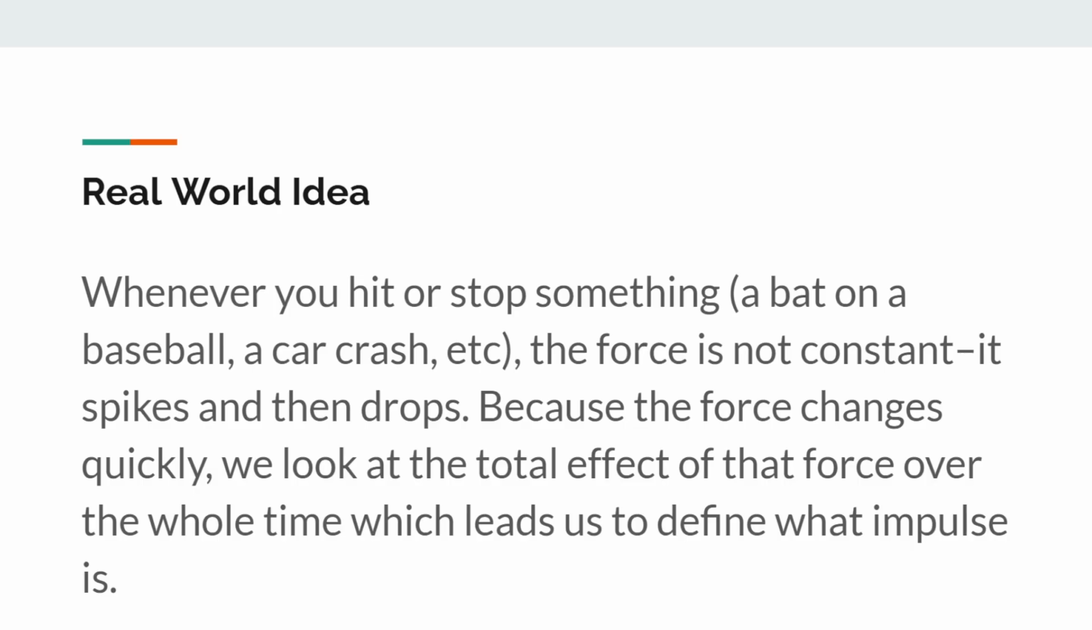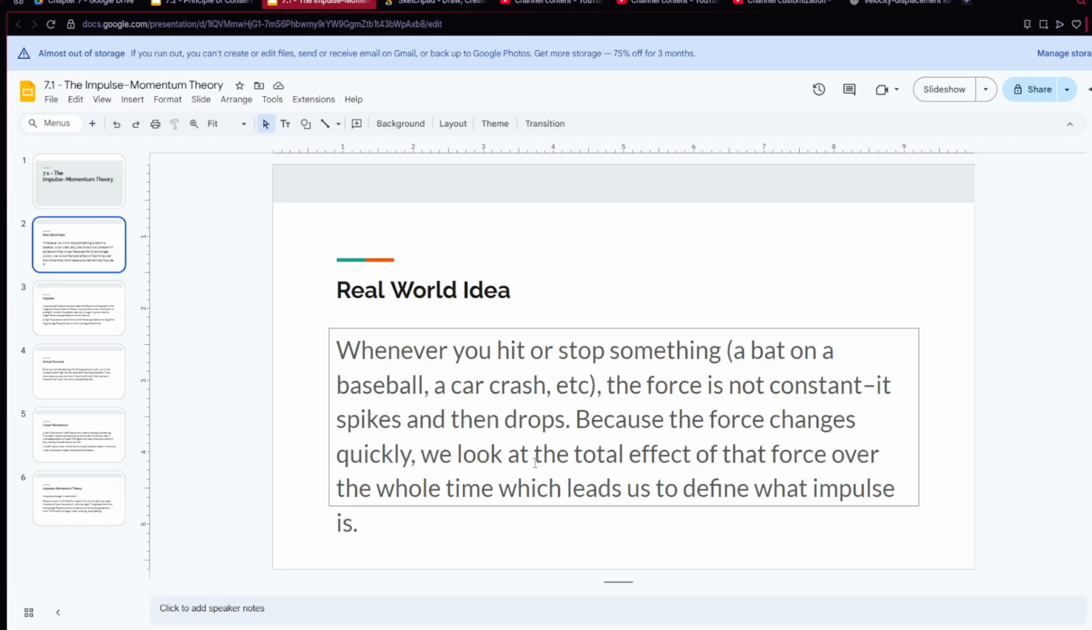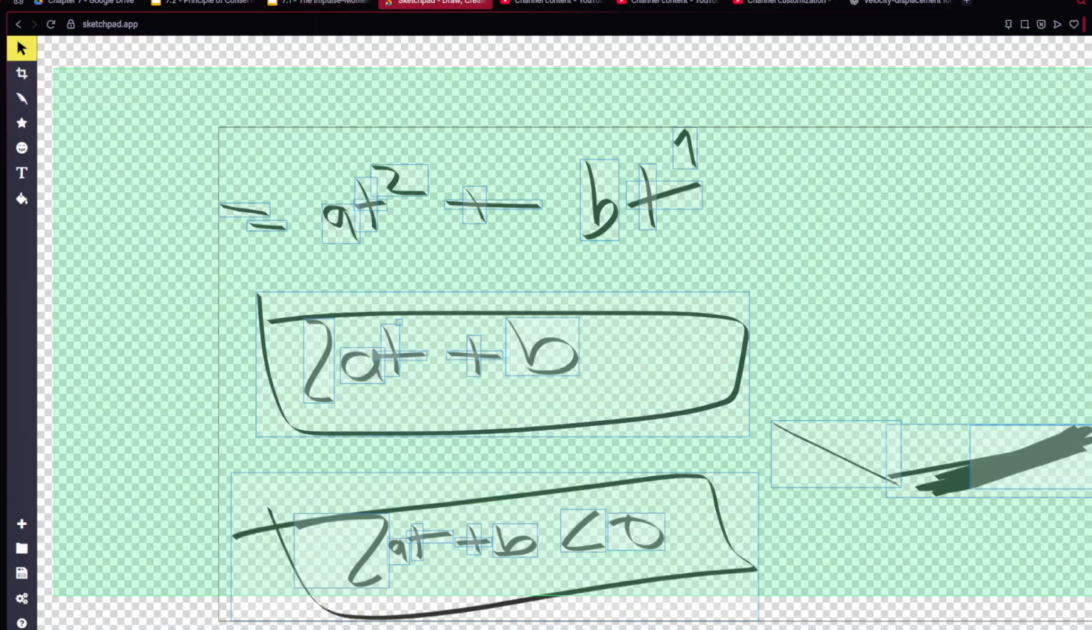So whenever you hit or stop something, like a bat on a baseball, that's also pretty quick. In a car crash, the force is not constant. It spikes and then drops. Because the force changes, we look at the total effect of that force over the whole time, which leads us to impulse. So, in simple terms, let's say I punch you in the face.